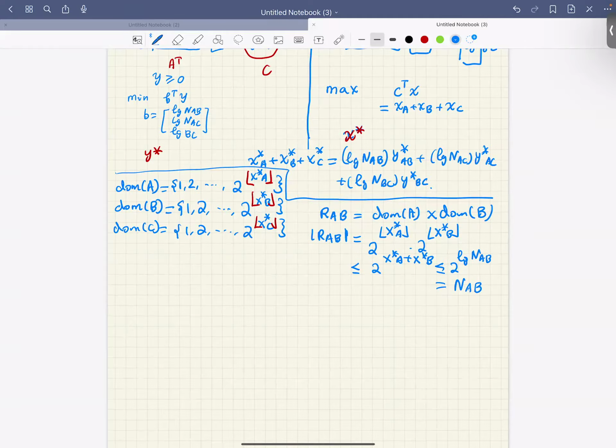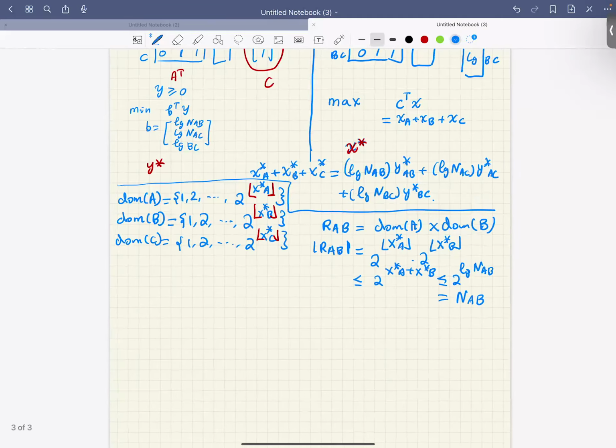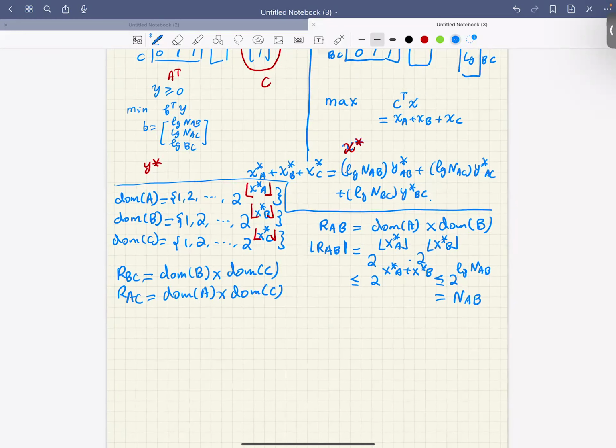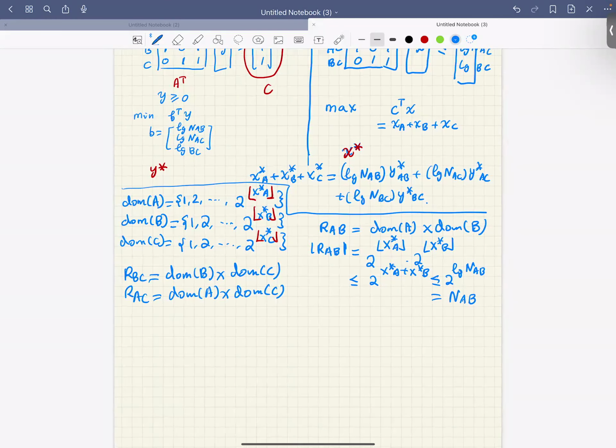Now I'm going to construct RBC and RAC in the same way. So this is called the product database if you look at the theory. All right, cool. So now these 3 relations, their cardinalities are bounded by the sizes that you specify. When I say bounded, I actually imply equivalent. If you want, you can make it equivalent, but I don't even need to fill up the quotas.